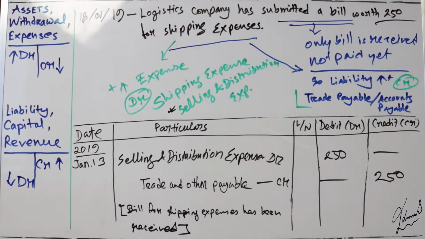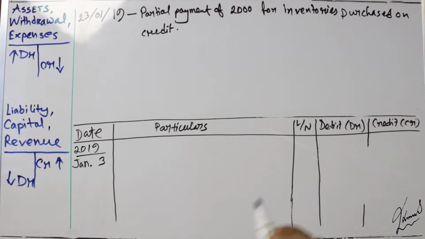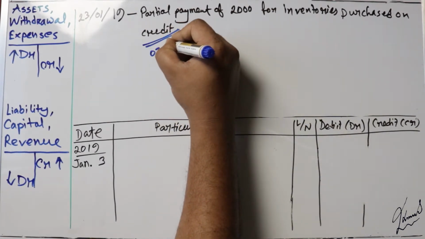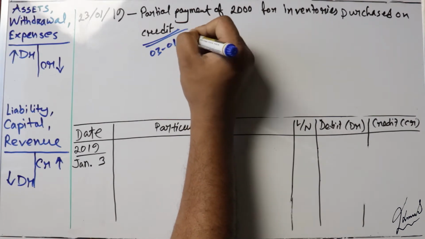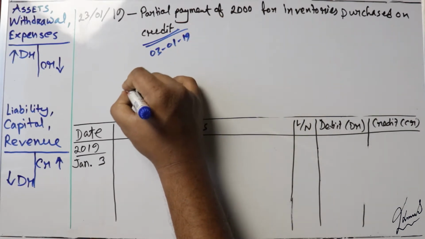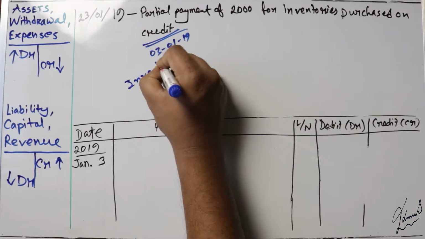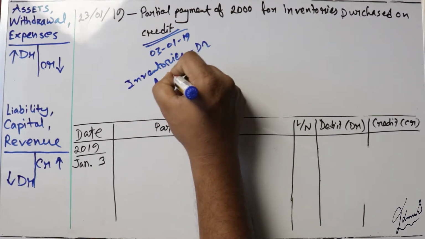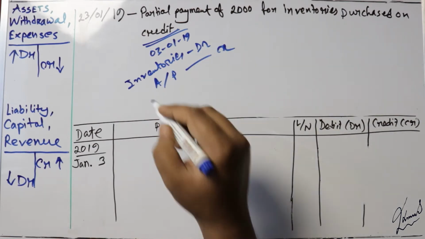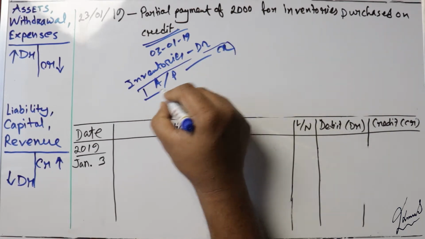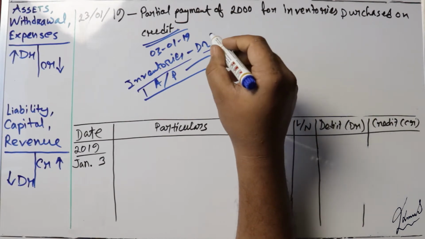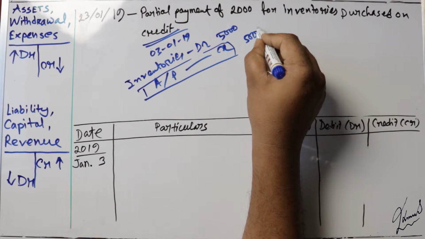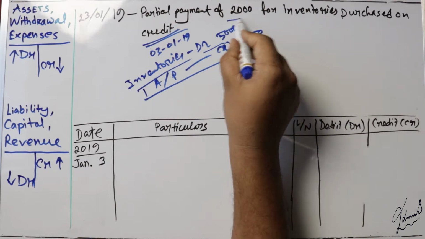So let's move to the next transaction. Partial payment of 2000 for inventories purchased on credit. This credit purchase is dated 3rd January 2019 and that journal entry was, when we purchased on credit, inventory is debit because inventory is increased, and accounts payable credit because we did not pay at that time, so accounts payable credit. So earlier we did not pay, so we increased accounts payable by 5,000.